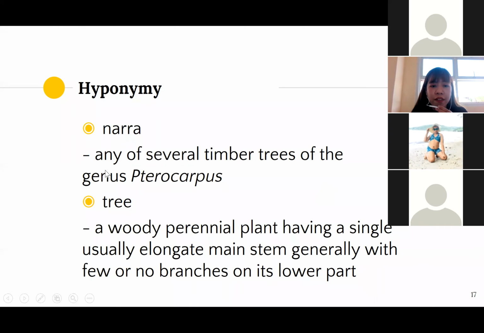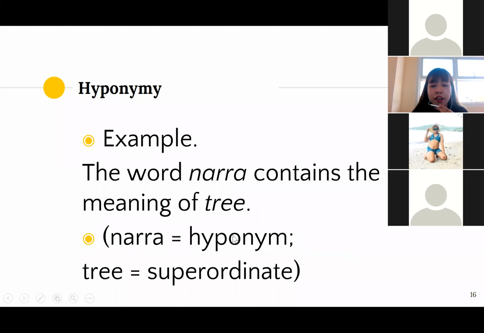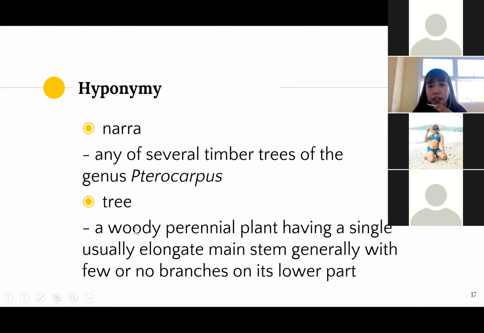Kumbaga. So the hyponym there is your Narra, because when we define Narra, we mention the word tree in the definition. But tree is the superordinate because when you define tree, you do not necessarily mention your word Narra. For easier identification of the hyponym and the superordinate, if we are referring to something more specific in the category, like your Narra, it is the hyponym. If it's more general or belonging to a more general category, it is your superordinate.